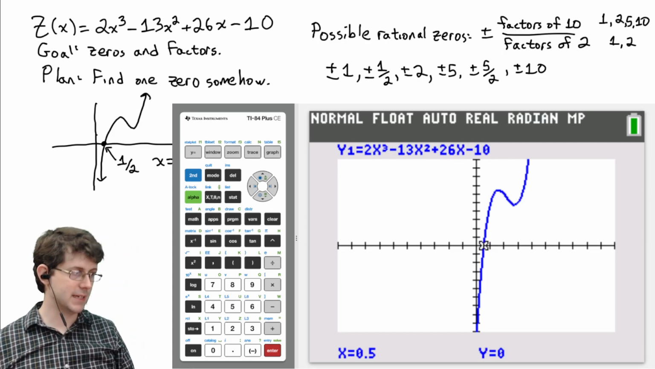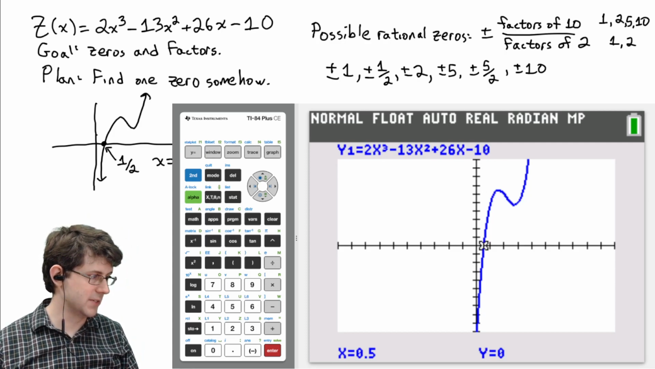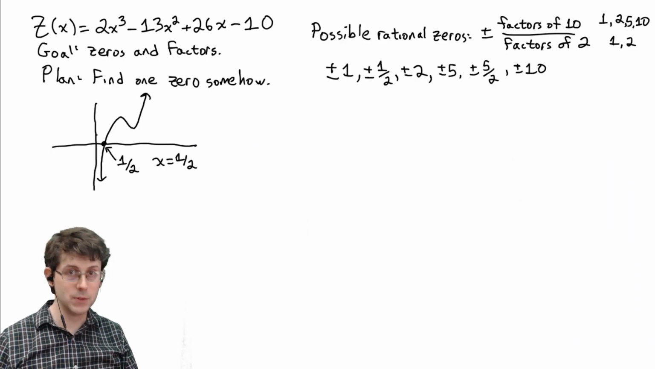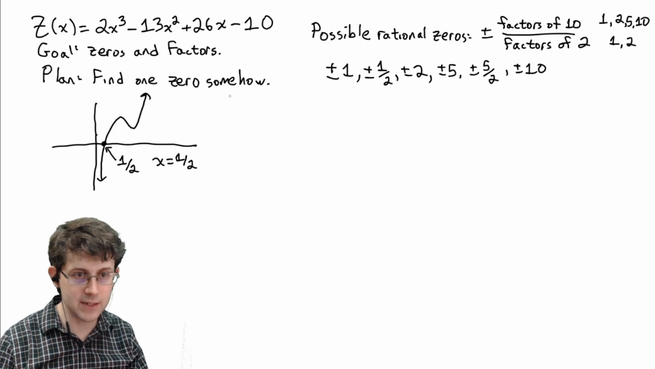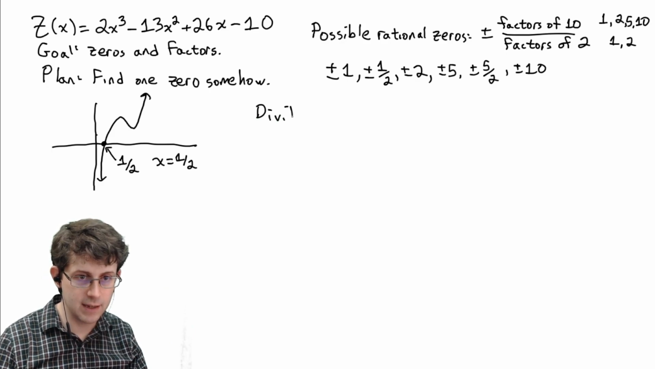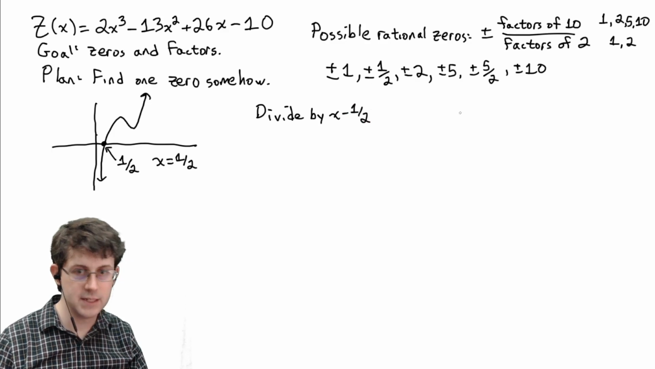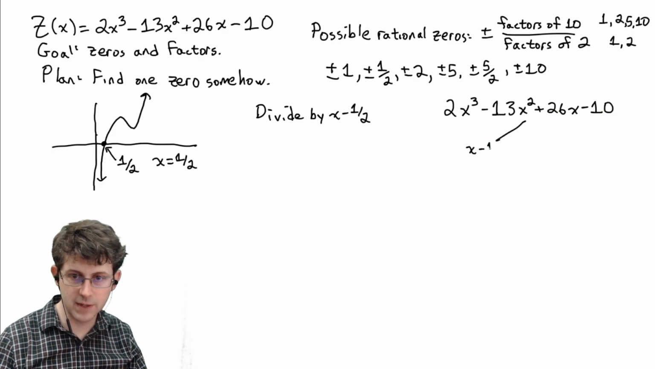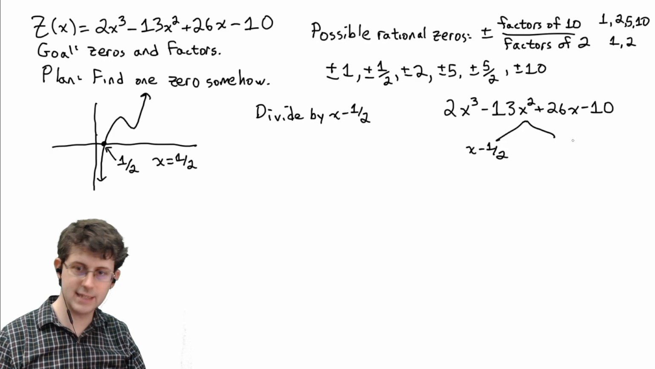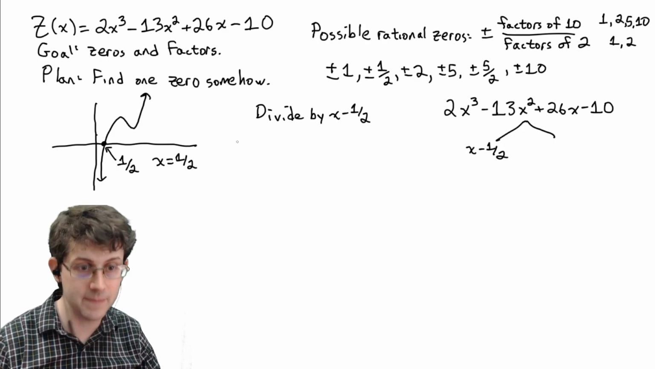However, this time I'm not so lucky. I don't have all the zeros, so I will have to use division to remove the x equals a half factor from the polynomial and see what happens. So I'm going to divide by x minus a half so that I can set up a factor tree. So I know x minus a half is one of the factors. I'm going to divide and see what's left when I factor out x minus a half.